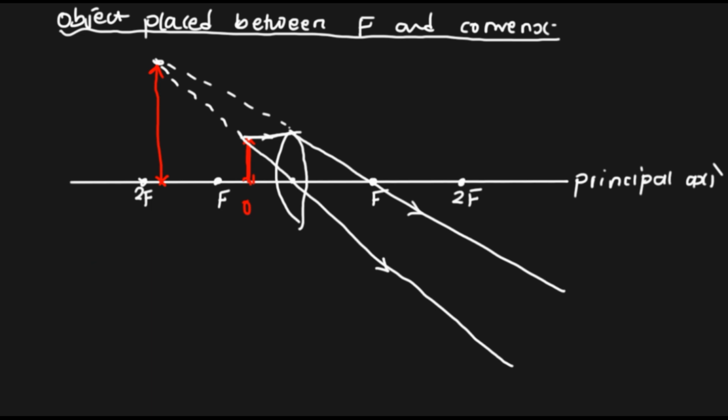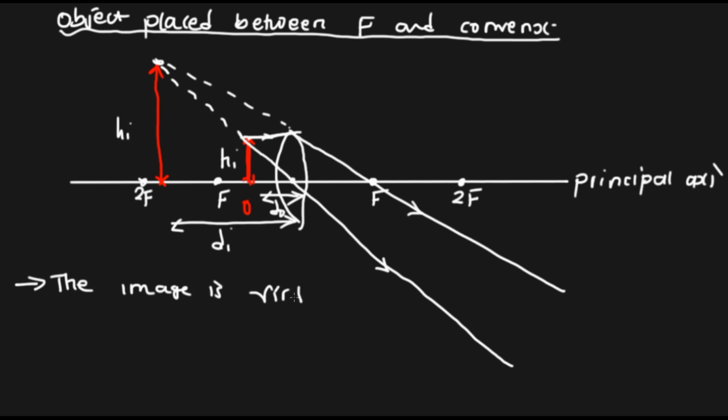Then the distance of an image is larger than the distance of an object, because if you measure this, di is greater than this do. Then the height of an image is also greater than the height of an object. Then the other thing is the image is on the same side as the object. The image is upright, then we can conclude by saying the image is virtual.